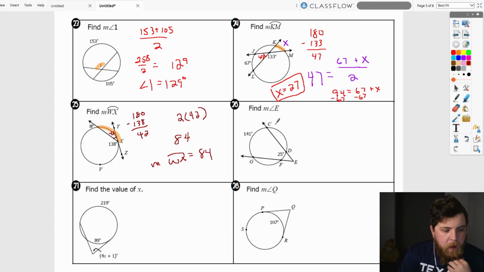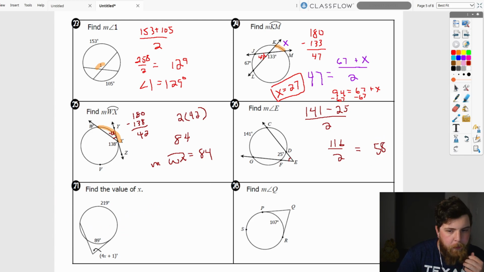Okay. Here we have one example of each of the other ones we were talking about. Here, if they want me to find the measure of E, I have to take the bigger arc minus the smaller arc and then divide by 2. Right? So 141 minus 25 is 116. Divided by 2 ends up giving me 58.